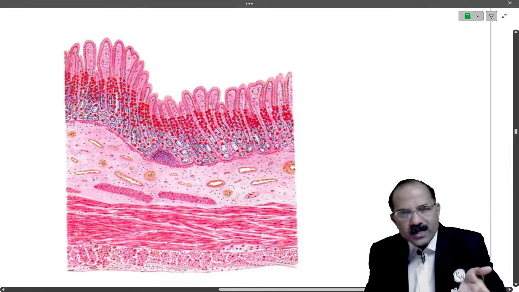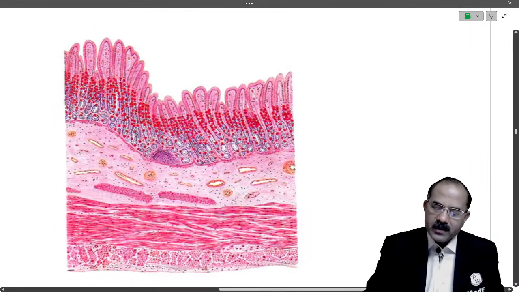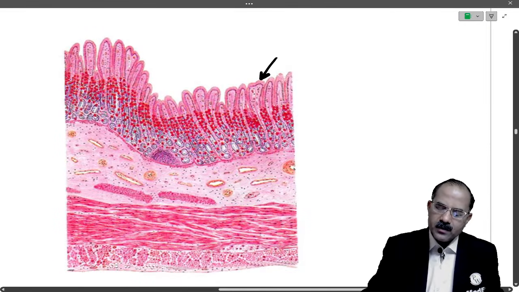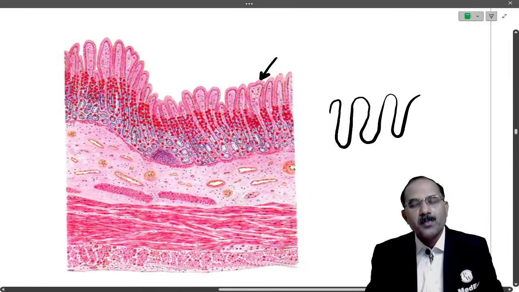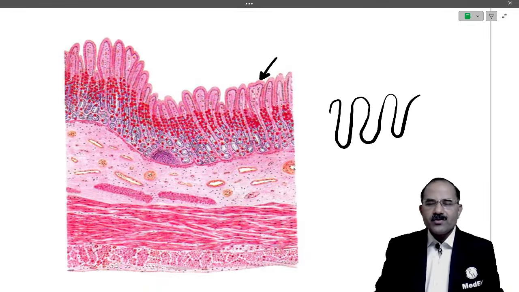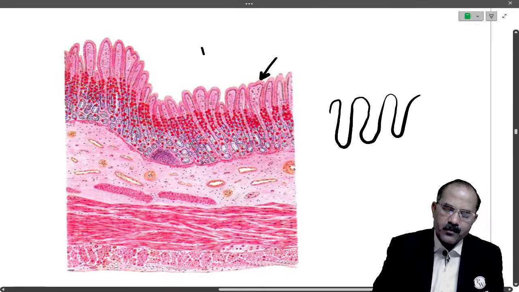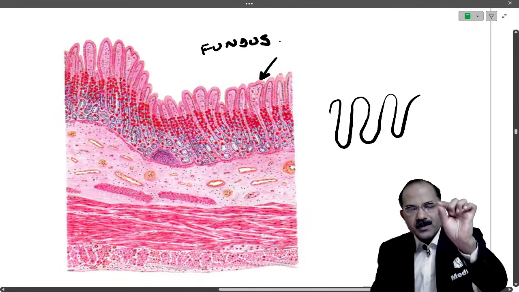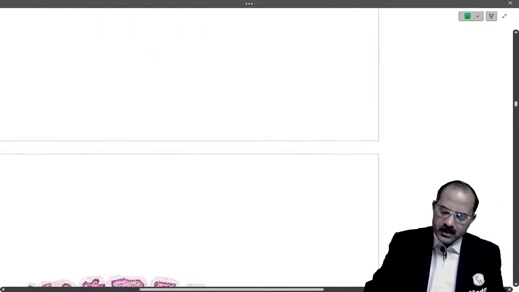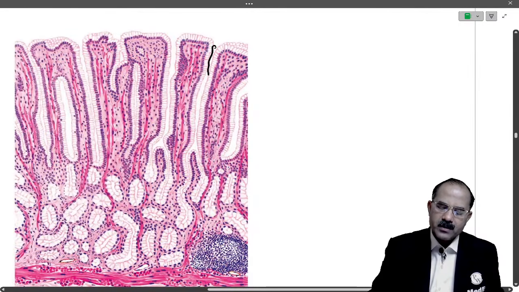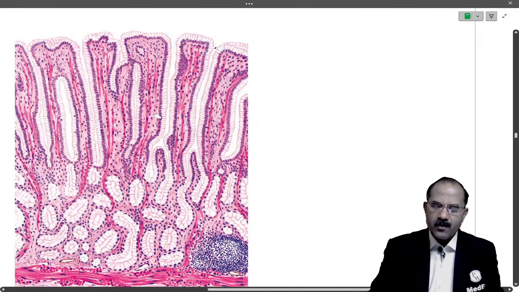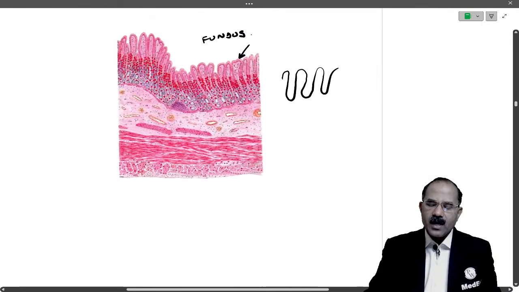Perfect. What is this? A beautiful slide. The moment I look into the slide, it's a very colorful slide. I find the epithelium is simple columnar epithelium. What is this known as? This is known as the gastric pits. Now this is the stomach fundus. The gastric pits in the fundus are less deep. If you see the gastric pits in the pylorus, look, they are very deep. You can see these deep pits.